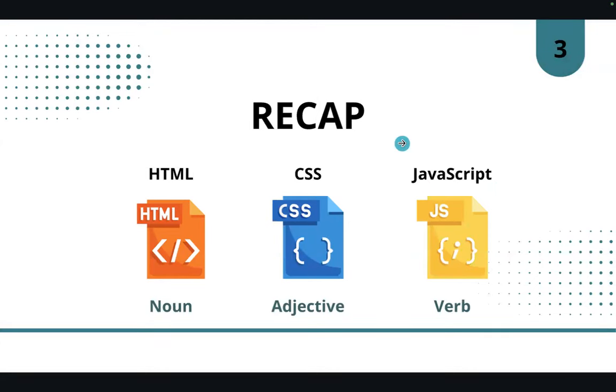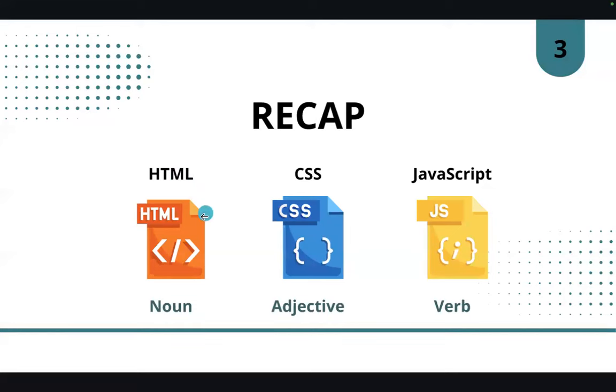Okay, so starting with just a recap. HTML, CSS, and JavaScript are the three coding languages that come together to build websites. And pretty much every website is built using these three things.